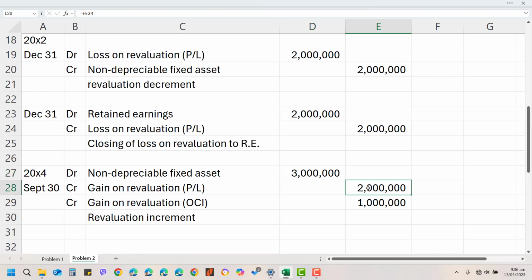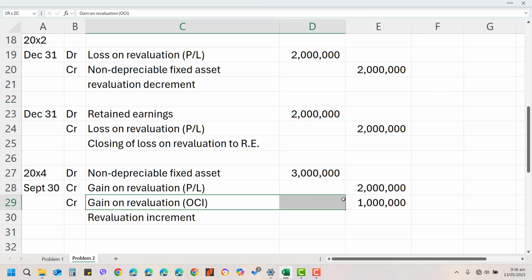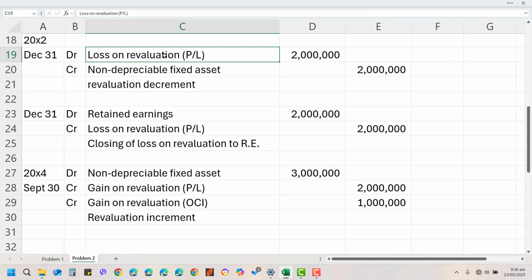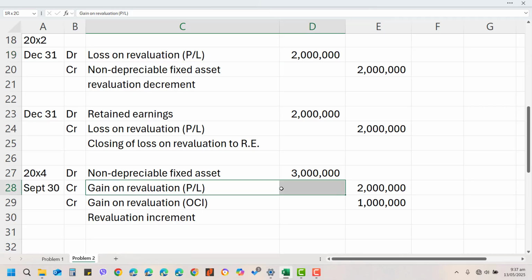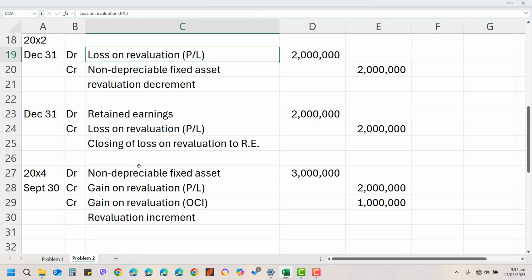Then gain on revaluation. Now, this particular area here is important. You previously recognized the loss on PL at 2 million. So what you will do is offset that loss with the gain. But the gain here is not solely charged to OCI. The gain should be charged first to that PL, the 2 million, and then OCI, of course, the remaining. So 3 million less 2 million, you have 1 million here.